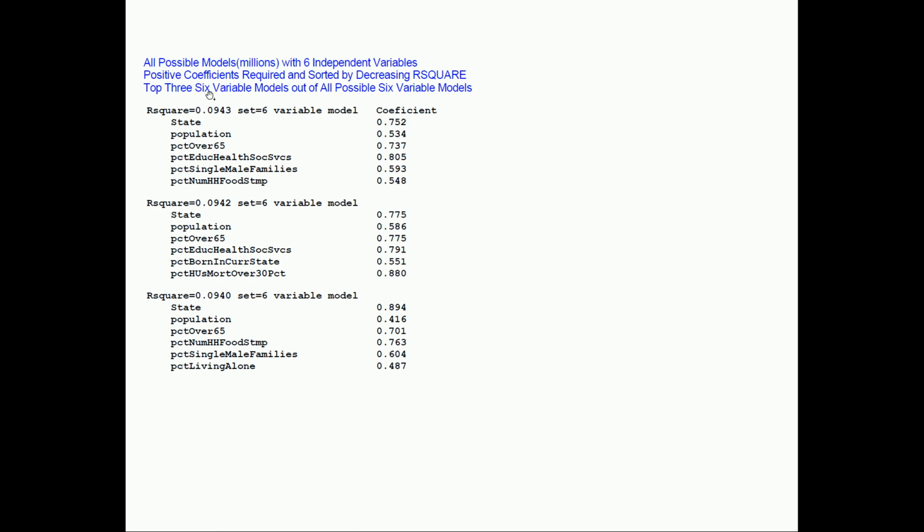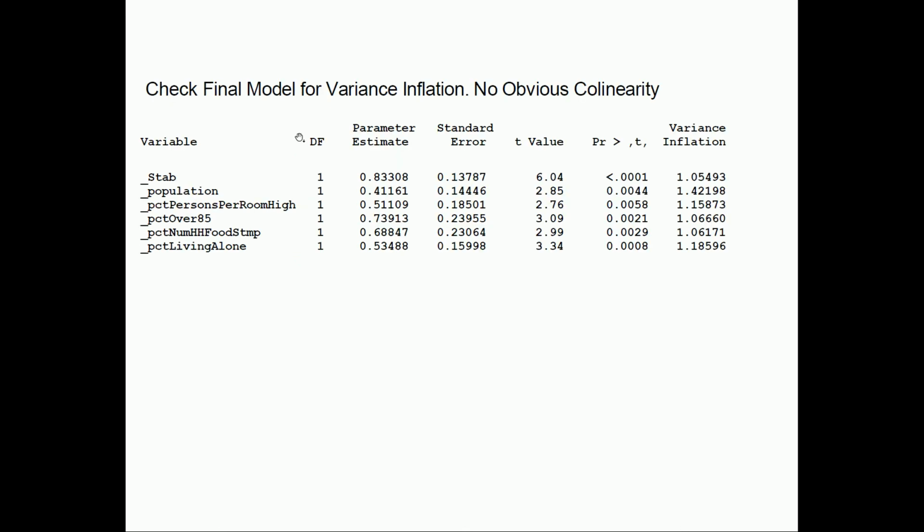So here's the top 6 variable models from the all possible models. And I go through these. This takes me quite a bit of time, because I look through at least the first 100 of these in detail to see how the variables are mixing together, which ones have been noted in the literature, those kinds of things, when I pick the model.